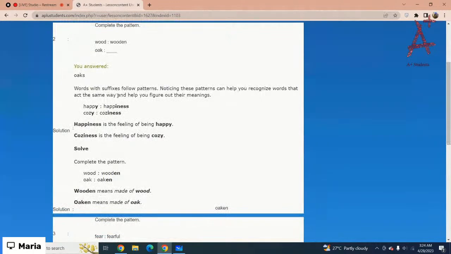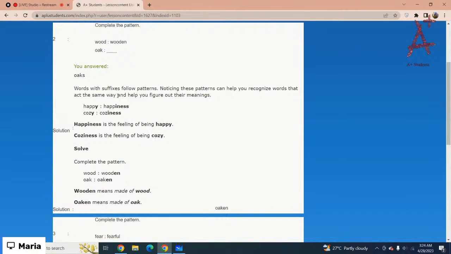Words with the suffixes follow patterns. Noticing these patterns can help you recognize words that act the same way and help you figure out their meanings, like happy and happiness. Happiness is a feeling of being happy. Cozy and coziness. Got it? So happiness is the feeling of being happy. Coziness is the feeling of being cozy.